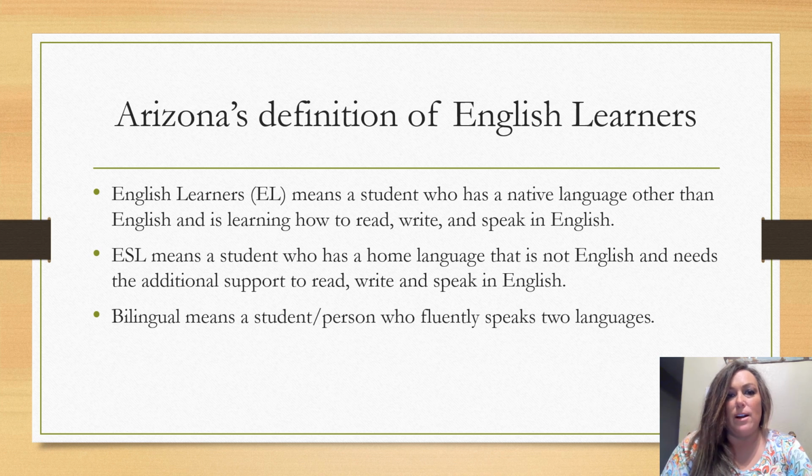We're talking about Arizona's definition of English learners. An English learner, also abbreviated as EL, means a student who has a native language other than English and is learning how to read, write, and speak English. ESL means a student who has a home language that is not English and needs additional support to read, write, and speak in English. Bilingual is a student or person who fluently speaks two languages.